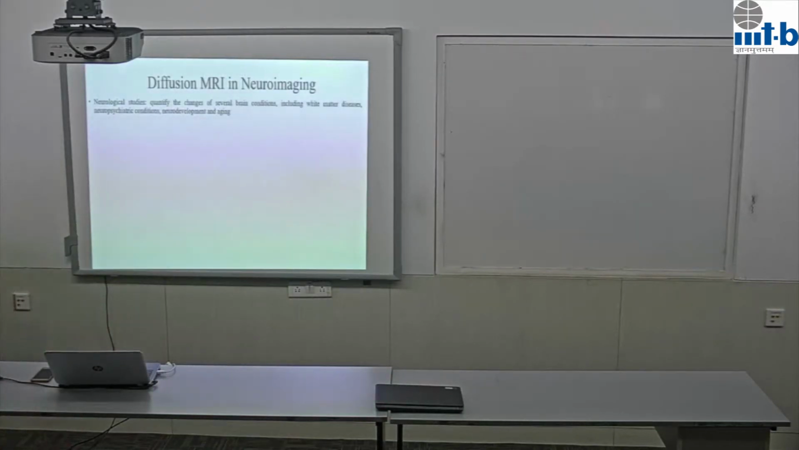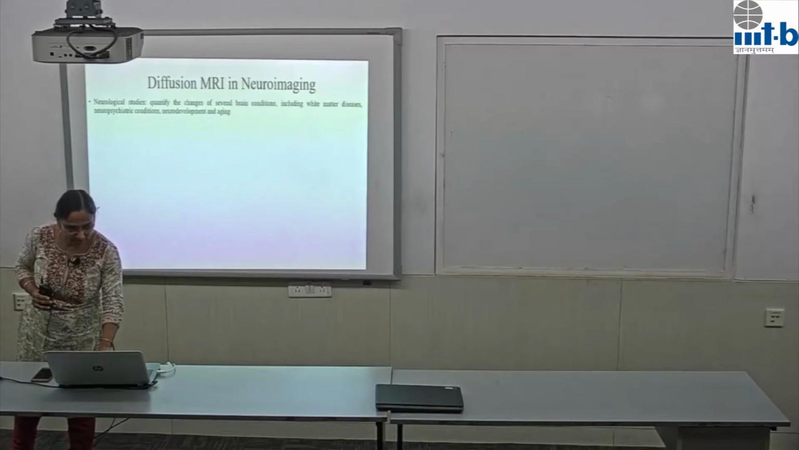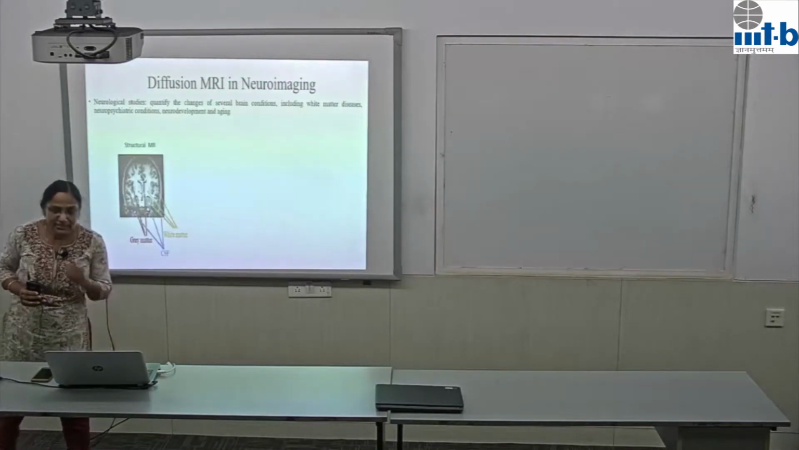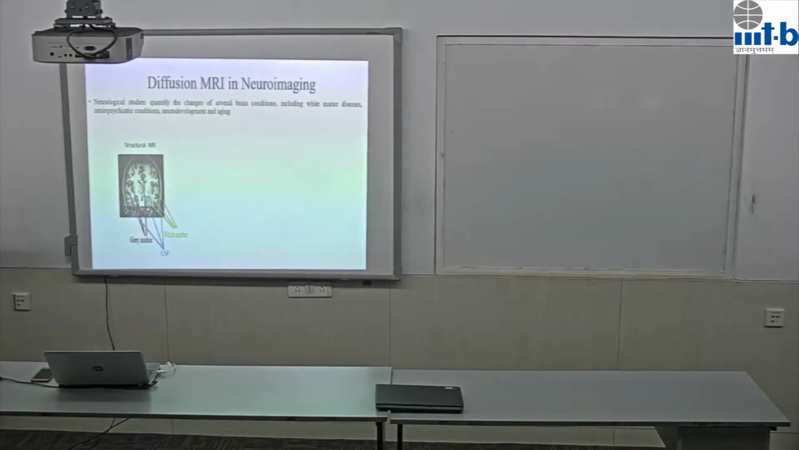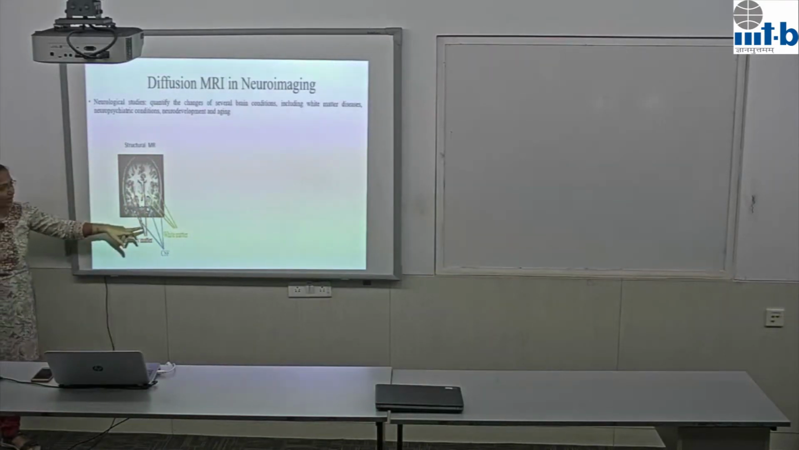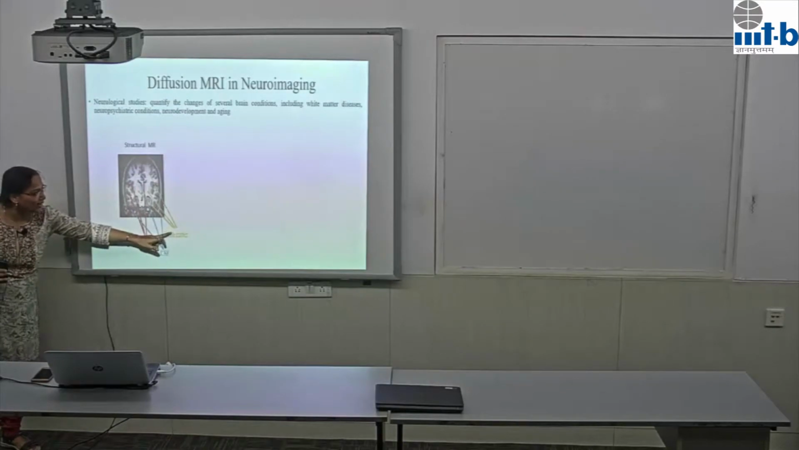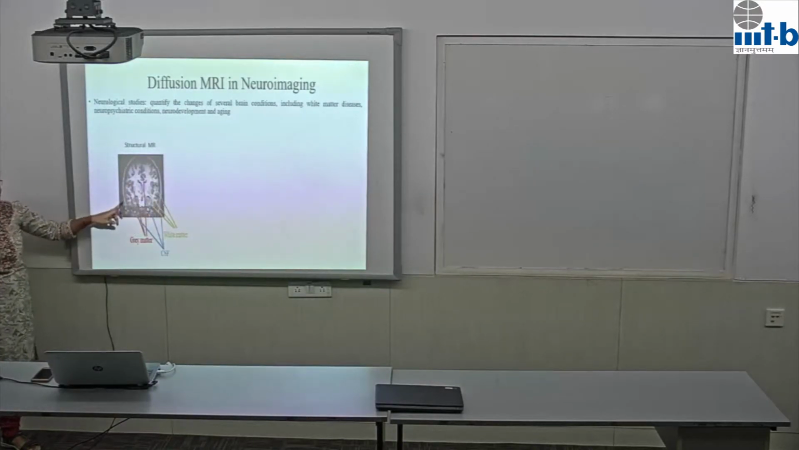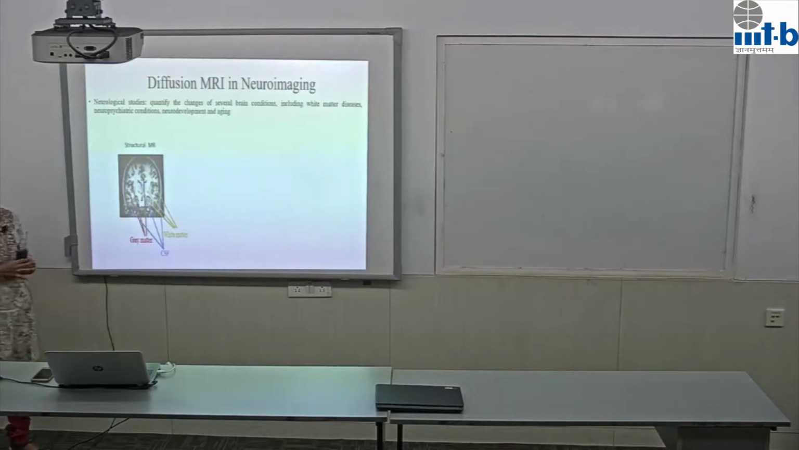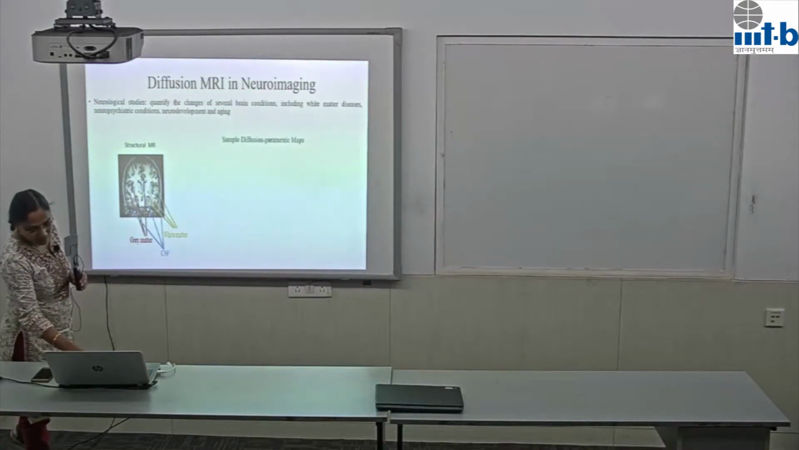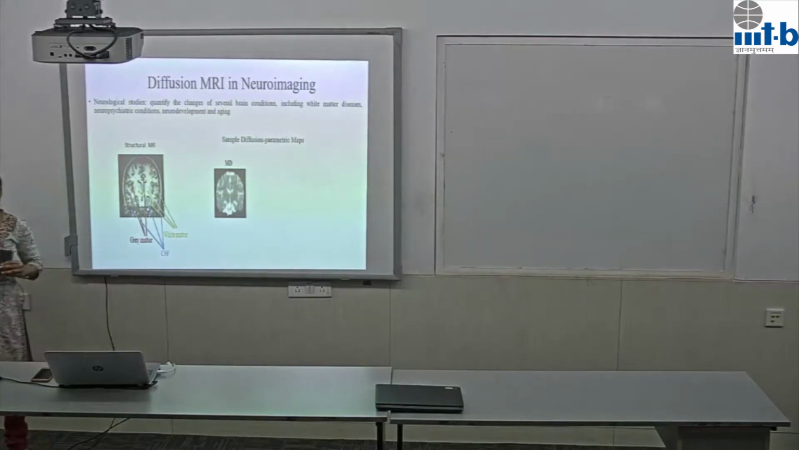In neuroimaging, it's typically used to study neuropsychiatric conditions related to aging. If this is what a structural MRI looks like, as you know, there are three very distinct regions in our brain: gray matter, white matter, and CSF. White shows up as white, gray matter shows up as gray, CSF is in between.